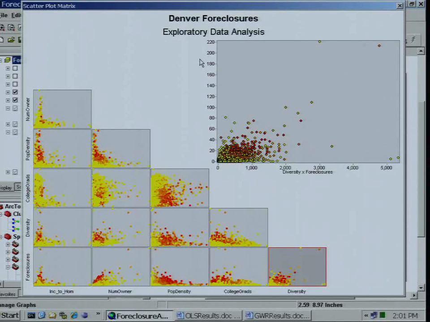A perceivable diagonal line would represent a strong positive or negative relationship between variables in our data. The bottom row of scatter diagrams in our scatterplot matrix shows the relationships between foreclosures and several individual variables, such as the debt ratio of homeowners or the diversity index of an area.